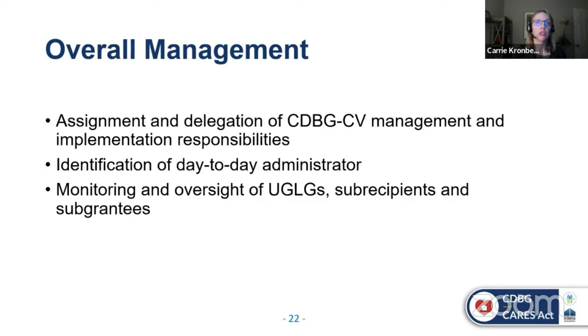And then also include your procedures around monitoring and oversight of units of general local government, if you're a state, subrecipients and subgrantees. As I mentioned previously, you might be working with new partners on CDBG-CV. So an important consideration is how you are going to adjust your monitoring practices to account for new partners and new activities. There might be some folks that are unfamiliar with CDBG funds, or even if they are familiar with CDBG, CDBG-CV is different. So you probably want to get involved earlier in the process to spot check and monitor activities for compliance.